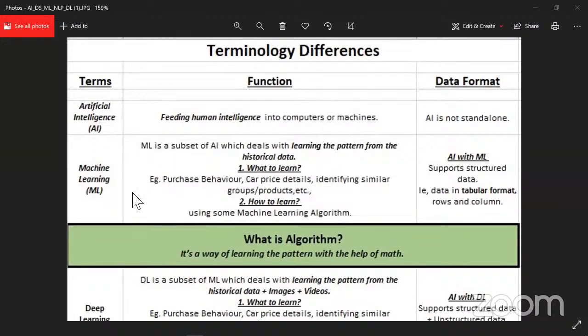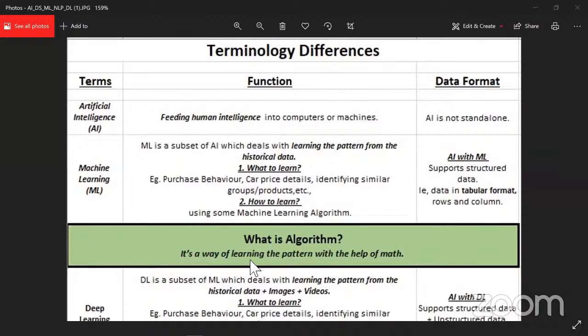Basically, in one line, the machine is learning the patterns. That's what we say in one line. How is it learning the patterns? By using machine learning algorithms. They have some algorithms like linear regression, logistic regression, and a lot of new algorithms. I think you might have heard about these particular terms.